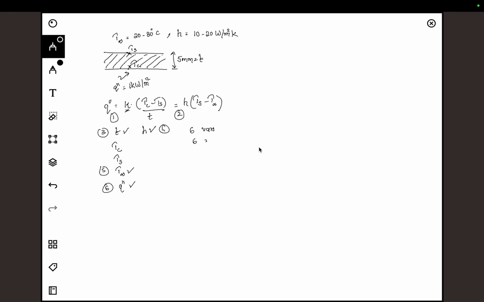So I have 6 variables and 6 equations. So this is a problem that we can solve. All we need to do is formulate it correctly. So we'll be getting an answer.